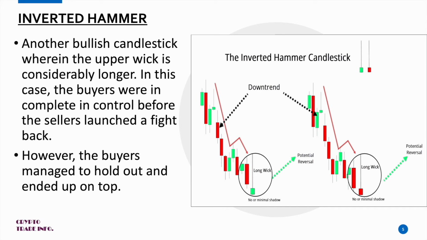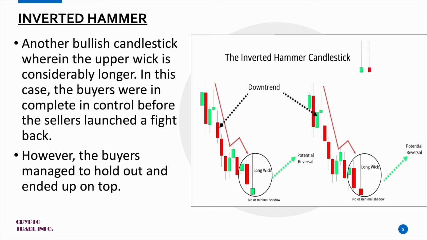This is the inverted hammer, more like an upside down hammer. It is another bullish candlestick, wherein the upper wick is considerably longer, just as the lower wick in the hammer is longer. In the inverted hammer, the upper wick is longer, just like an inversion of the hammer, turning it upside down. In this case, the buyers were completely in control before the sellers launched a fight back. However, the buyers managed to hold out and ended up on top.